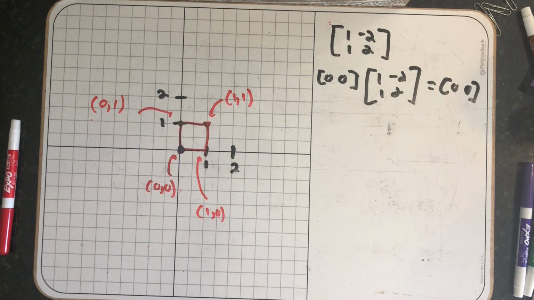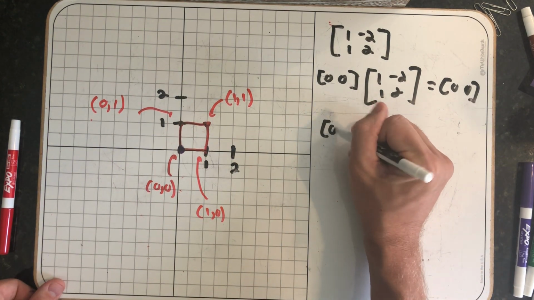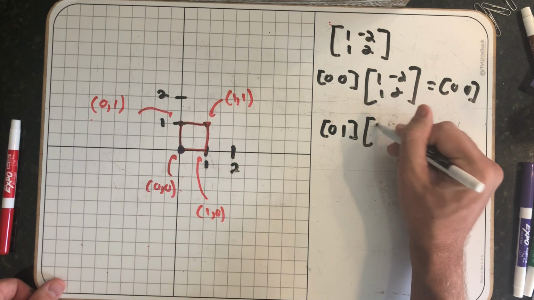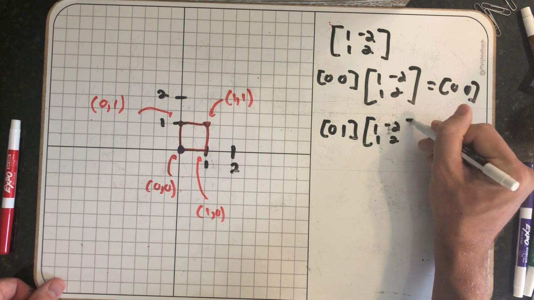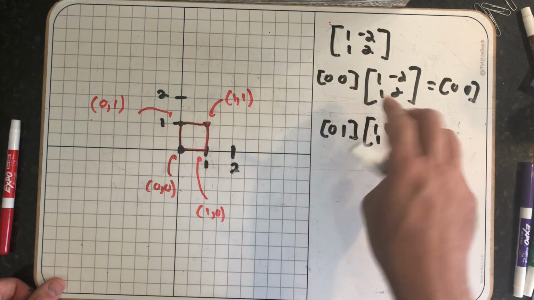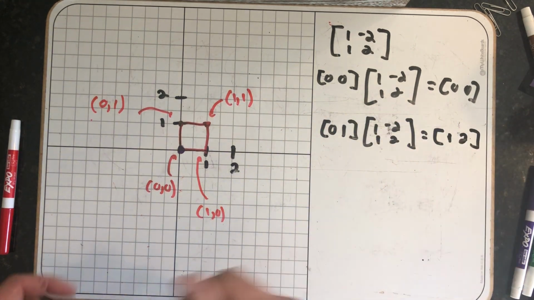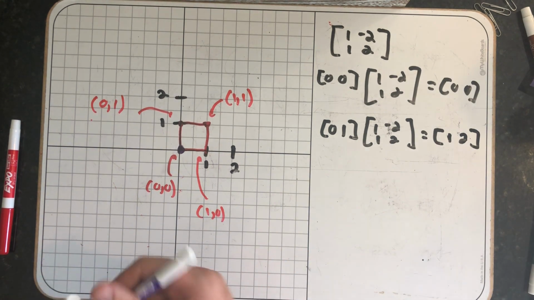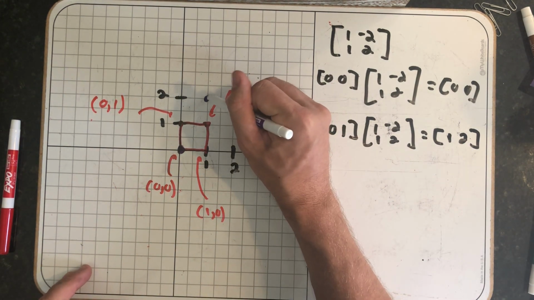Let's see what happens when I get to this corner. The point 0, 1 becomes the point 1, 2. All right, well, that's at least a little more interesting. That's this point up here.